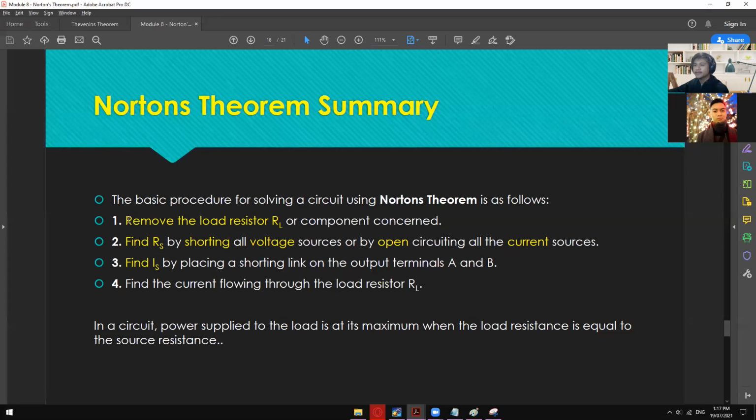Okay, so again, the first thing that you guys need to do is find where is RL and then remove that one, and then you can now start solving for the RS and then the IS. Okay, so either of those two, you can interchange step 2 and step number 3. And then from there, you can now transform this one into a Norton's equivalent circuit, and then start finding the current across RL and then the voltage across RL.